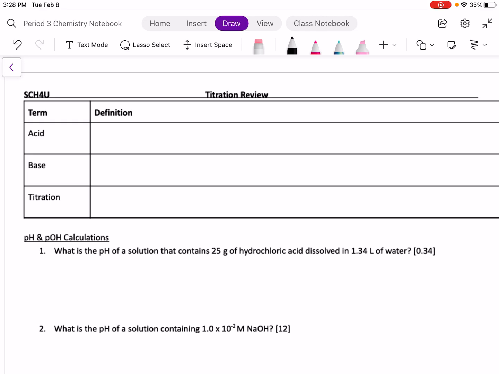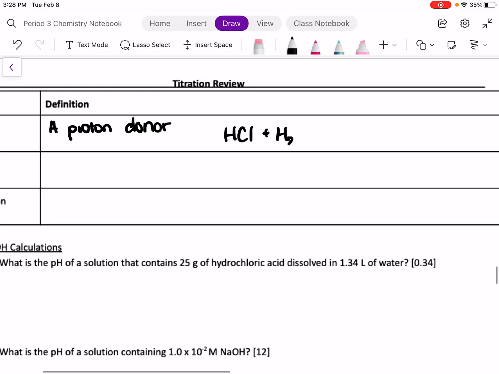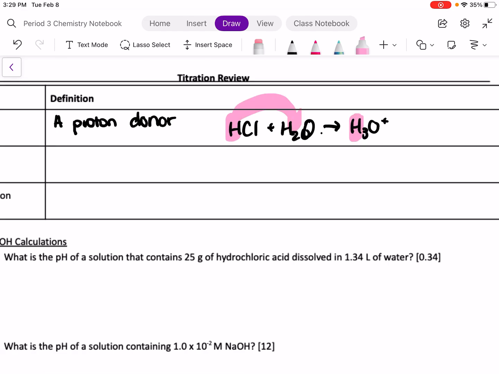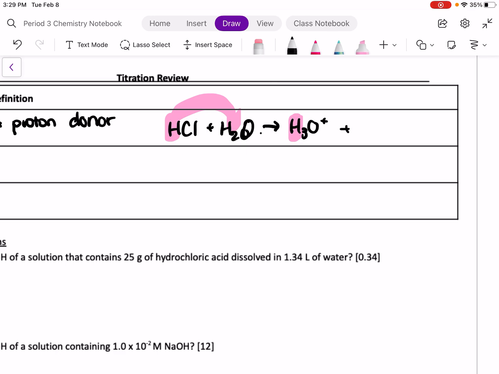To define an acid, in grade 11, you learned that an acid is a proton donor. So if we look at hydrogen chloride and we put it into water, what's going to happen is we're going to produce hydronium. The hydrogen from HCl has joined onto water and created something called hydronium. This also leaves us with chloride on its own. So this is our acid. We're going to talk about why water is our base next. And here, this is our conjugate acid, and this is our conjugate base.